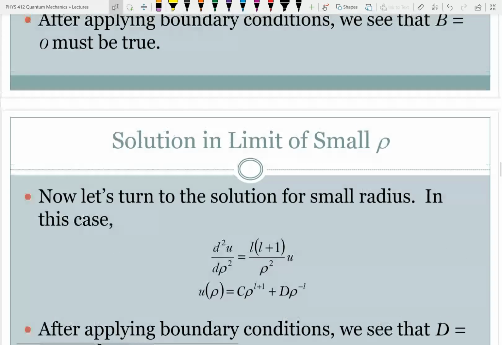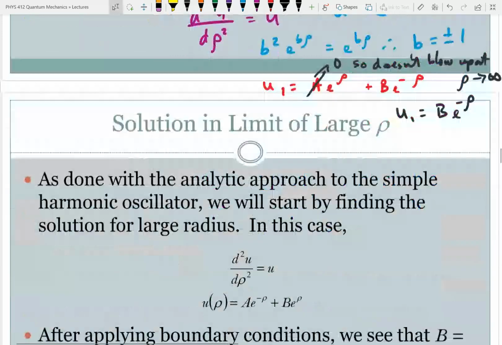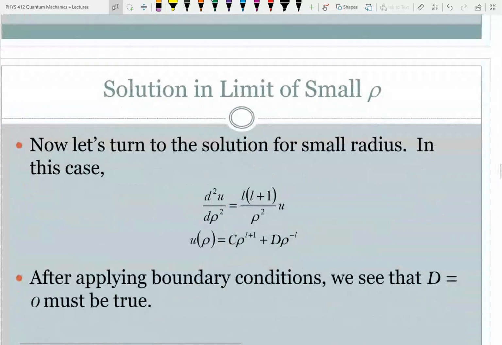So turning to the short-range solution, if I come back to the differential equation, for rho small, 1 over rho squared is much bigger than all the other terms. And so for the short-range solution, I just have the term that had 1 over rho squared. For that differential equation, you just basically use your polynomial rule from differential equations class, and you find that there are two solutions.